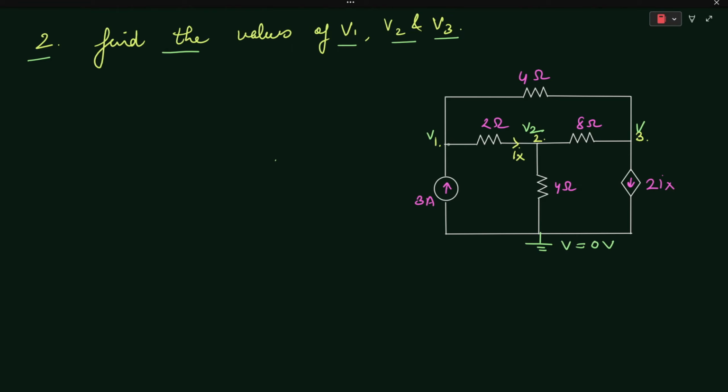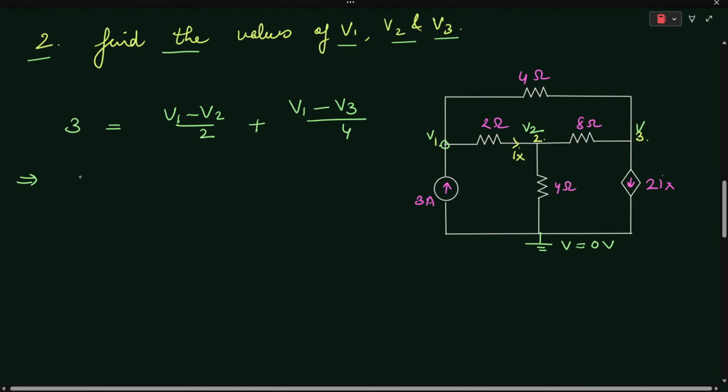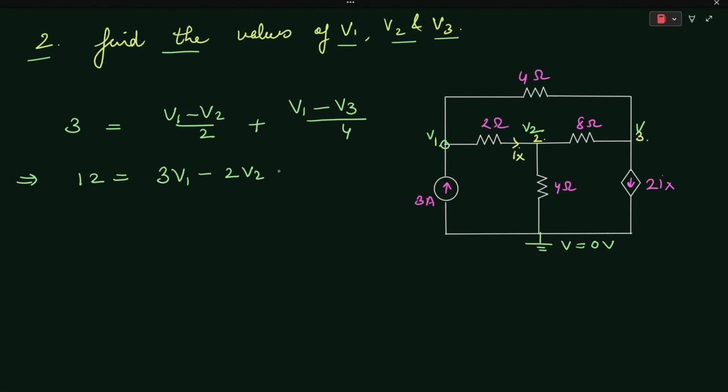On applying nodal analysis at the first node, we can say that the 3 ampere current will be equal to this current Ix, which is equal to (V1 minus V2) upon 2, plus the current flowing from the 4 ohm resistor, which is equal to (V1 minus V3) upon 4. On simplifying it, we are getting 12 is equal to 3V1 minus 2V2 minus V3. Let's say this is your first equation.